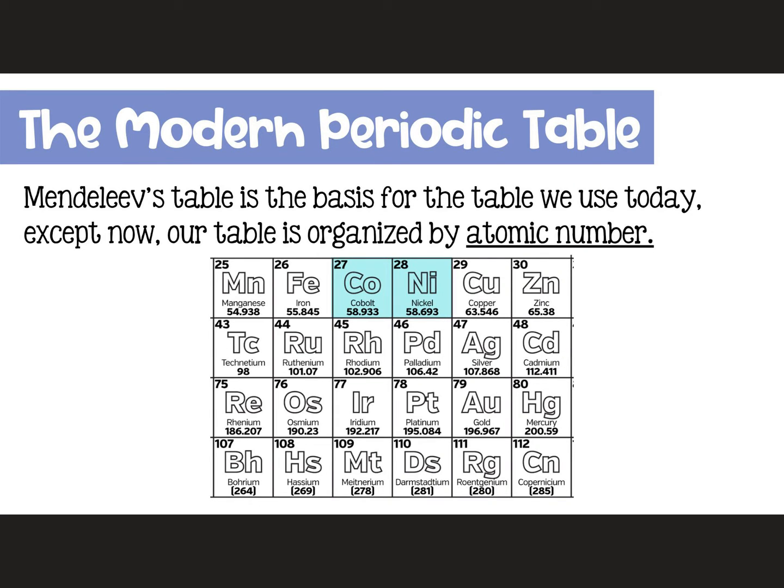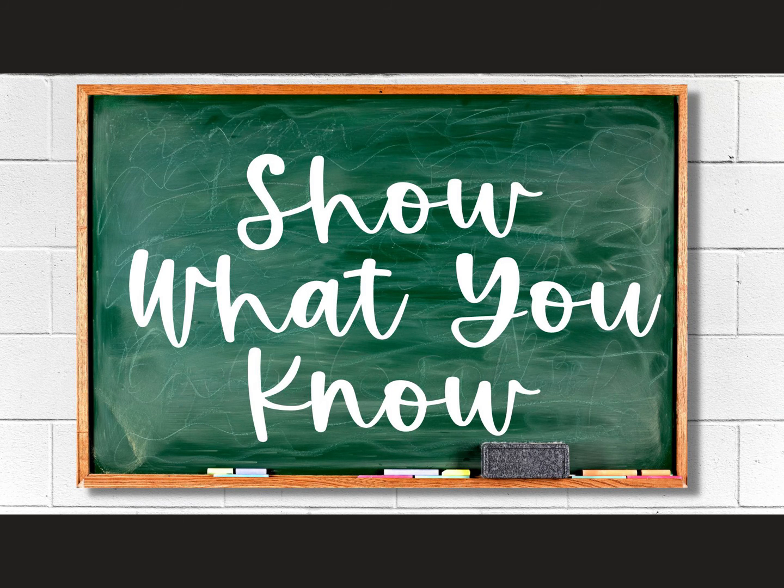Now, Dmitri Mendeleev's table is the basis for the periodic table we use today, except now our table is organized by atomic number, not atomic mass. Our modern periodic table has 7 periods because there are 7 energy levels that have been discovered. What do you think the classification for the groups is by? Think back to what we were doing yesterday. Pause the video and do the show what you know questions.